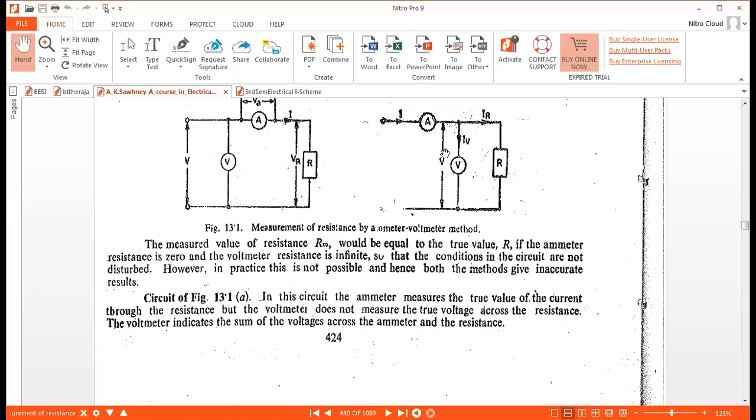For this case there will be another path for the current from IR; a second path is created, that is IV. In this way error comes in both circuits.